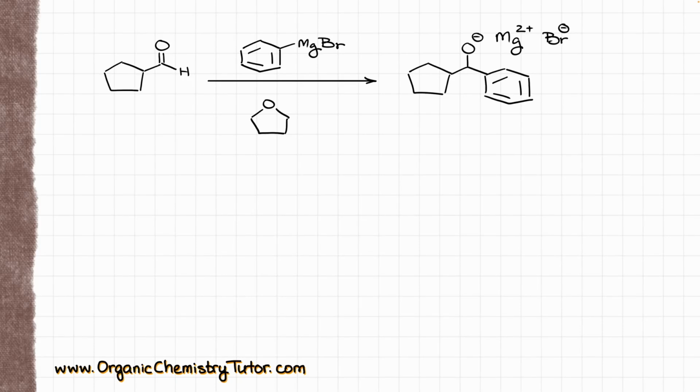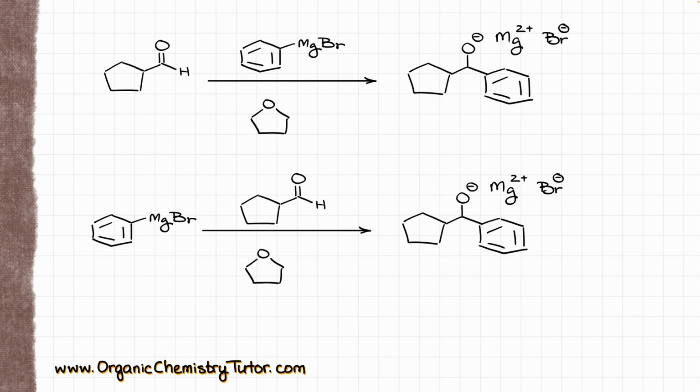Take a look at this reaction where I have my Grignard reagent reacting with the carbonyl, forming a new carbon-carbon bond right over here and giving me this negatively charged product. Now, look at this reaction, where my Grignard reagent reacts with the carbonyl, making a new carbon-carbon bond, giving me, well, exactly the same negatively charged product. In both cases, I have tetrahydrofuran as my solvent as well.